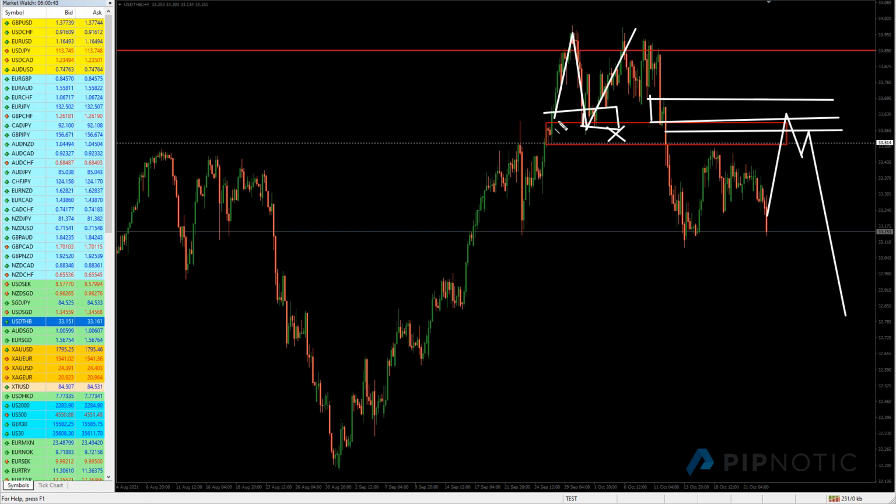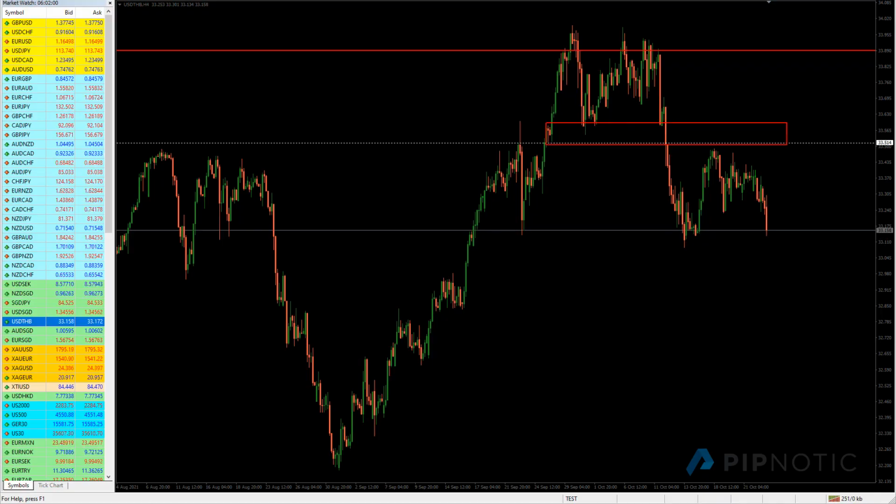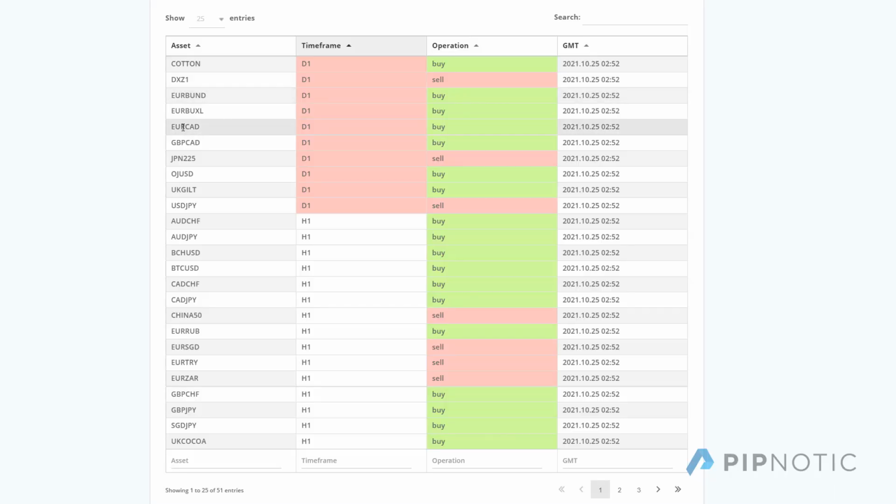You know this is demand because it was tested and respected. This one removed it, so this is where we expect price to go to. So we could put an order in there to sell, keeping in mind that we would be selling at the beginning of a sell zone as price is very high on the weekly chart. Okay, let's find something a little bit more interesting for us.